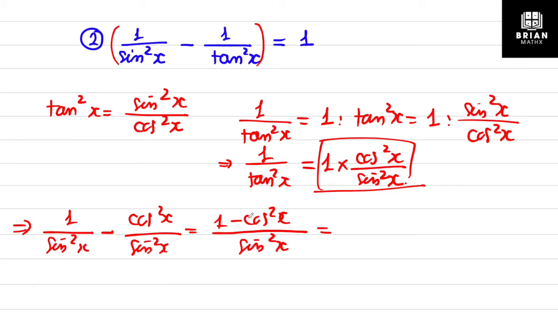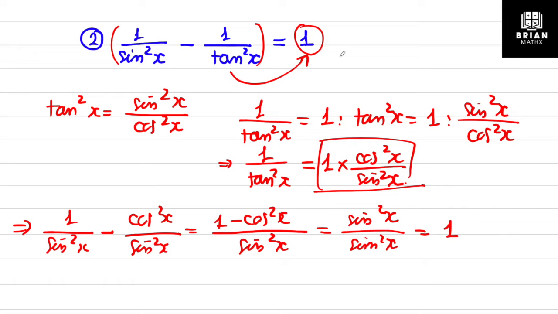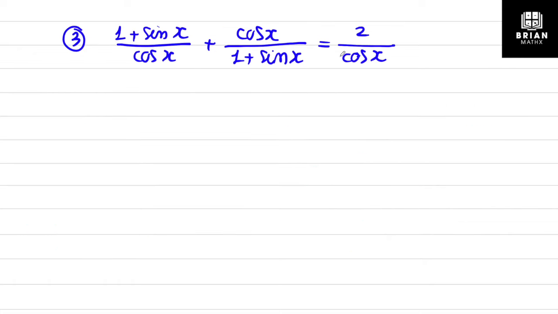fraction: 1 minus cos square x over sine square x. Very easy, and I think you can recognize this: 1 minus cos square is sine square, and sine square over sine square equals 1. So that's why the right hand side equals 1. After these steps, we changed from the left hand side to the right hand side. This question is finished. And the last one, of course, is the most difficult in this video.